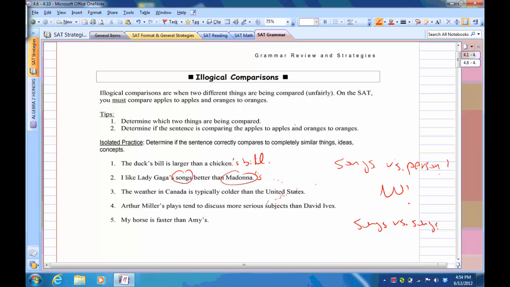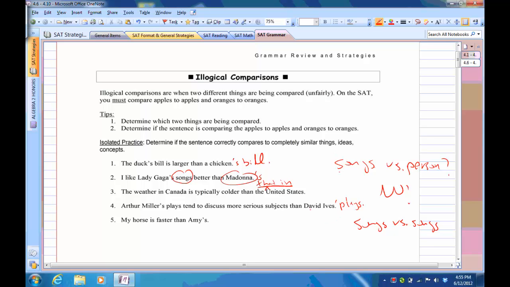The weather in Canada is too cold than the weather in the United States, or than that in the United States. So look at number 4. Arthur Mills' plays tend to discuss more serious subjects than David Ives' plays. And finally for number 5.